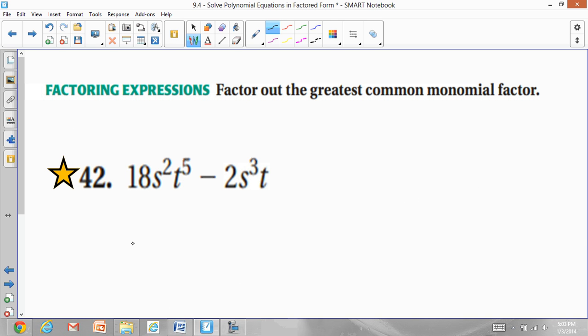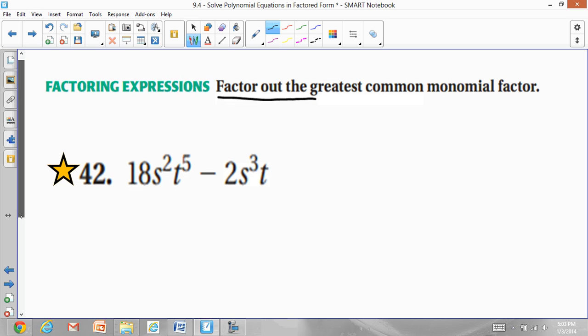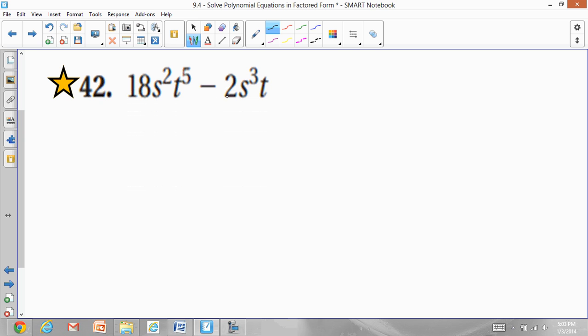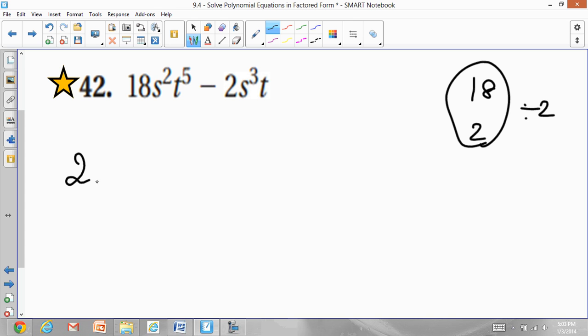Copy question number 42. They are asking you to factor out the greatest common monomial factor. Keep in mind, they are only asking you to factor. They are not asking you to solve it. So don't go all the way to solving it. Just factor them, find the greatest common factor, and leave it as it is. So looking at 18 and 2, look at the numbers first. So 18 and 2, they both can be divided by 2. So I can pull out a 2 because 2 can go in 18, 2 can also go in a 2.